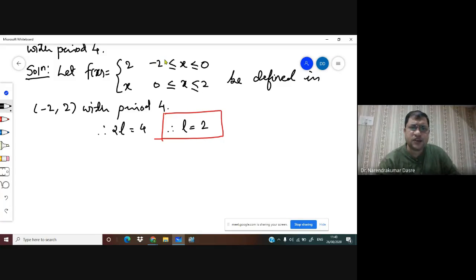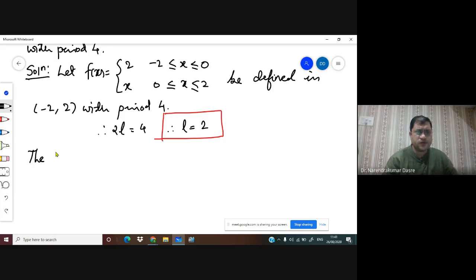But as this interval is minus 2 to 2, it is in the category of minus L to L, and hence we need to check even or odd function. So what will happen if I replace here minus x, then do I get this x? No, will not get. If I replace here minus x, I will not get this x here because I will get 2. And so this function is neither even nor odd function.